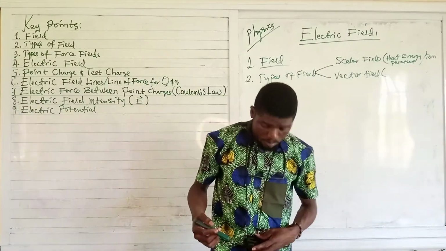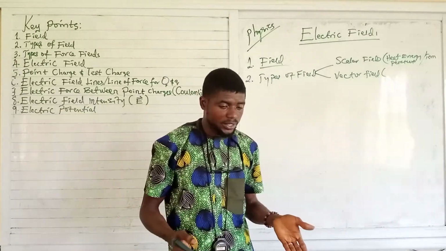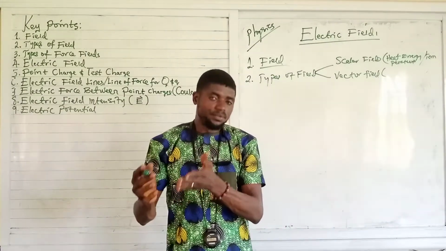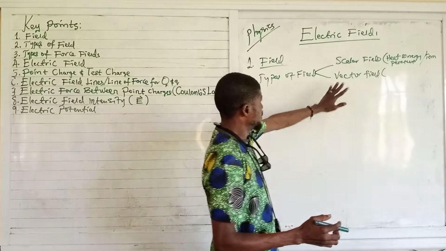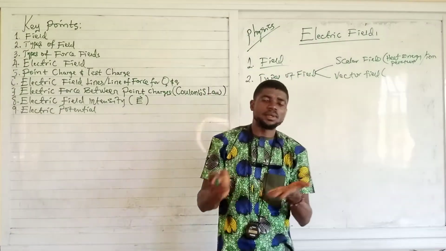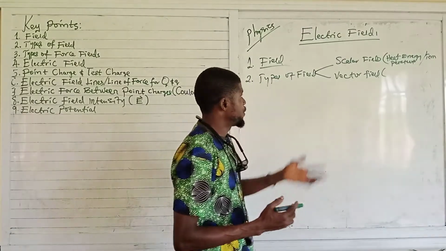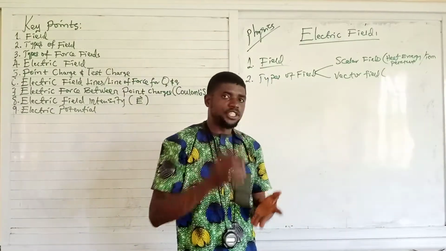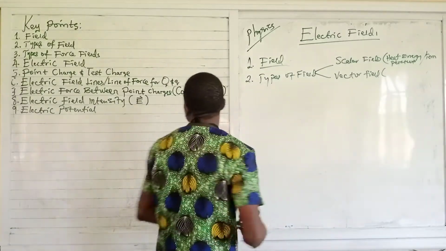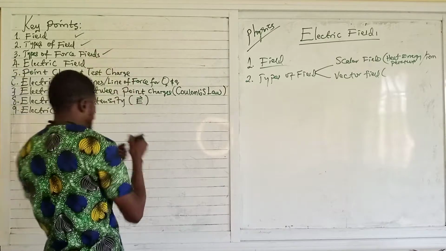Just as you know what we mean by vector quantities in physics, vectors are those quantities that have both magnitude and specified direction. So when we're talking about a vector field, we mean a field that has both magnitude and also a specified direction. Examples of vector fields are gravitational field, magnetic field, and electric field. So we are done with items 1 and 2, and we are now at item number 3.